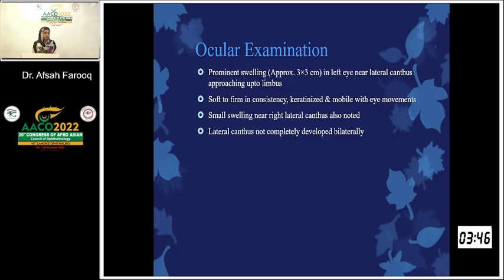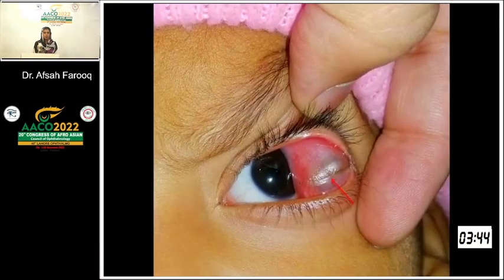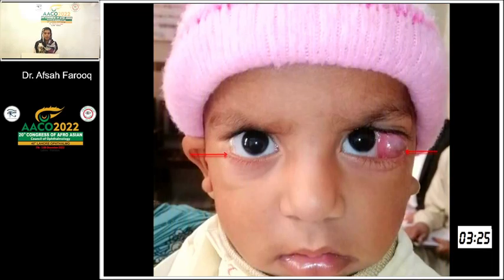While doing the ocular examination, there was a prominent swelling of approximately 3 by 3 centimeters in the left eye near the lateral canthus approaching near to the limbus. It was soft to firm in consistency. Part of the conjunctiva was keratinized and it was mobile with the eye movements. A small swelling was also noted near the right lateral canthus. Bilaterally, the lateral canthi were not completely developed.